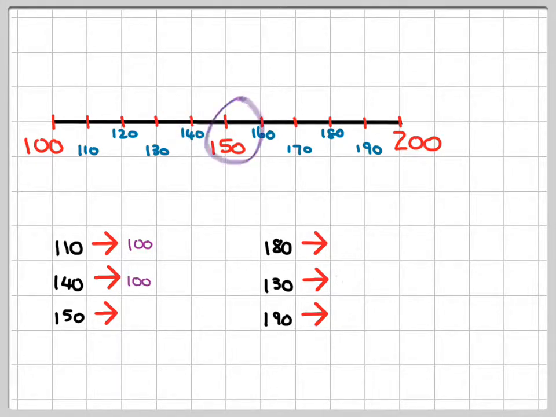150 is the midway, which means it bumps up to the next one. So it's going to go up to 200. 180, it's above our midway, it goes to 200. 130 is below our midway, so it's going to go down to 100. And 190, well, we can see is very close. It's going to bump straight up to 200.